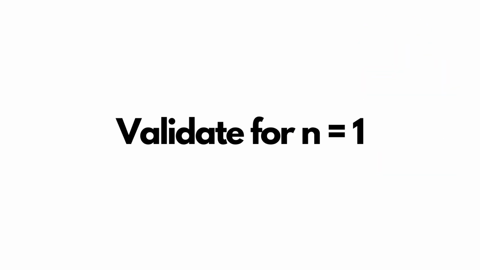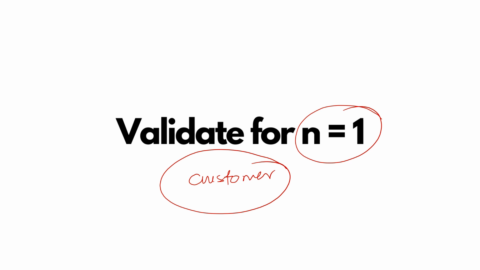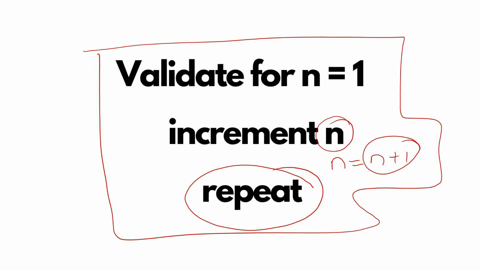What is the process? Validate for n equals 1. Now, when I say n equals 1, this is one customer, not a segment, not a collection of customers. Validate for n equals 1. Make it work for one customer from segment 0. The primary use for segment 0 customers is not profitability. The primary use for segment 0 customers is to build the foundation for traction with segment 1 customers.